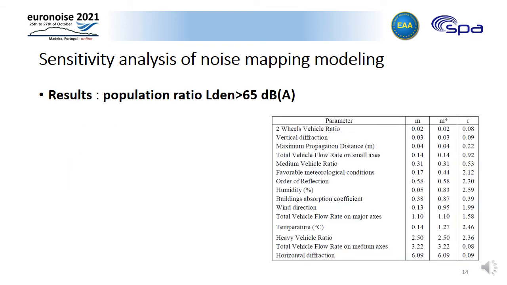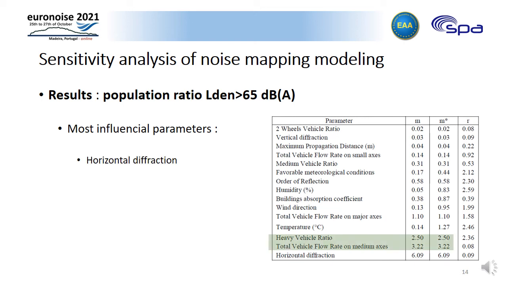Here are the main results. Parameters likely to impact the ratio of inhabitants exposed to levels above 65 dB are especially those influencing the calculation for receivers at levels close to 65 dBA. The most influential parameters in this study are a propagation parameter, the horizontal diffraction, and two source parameters: the vehicle flow rate on the medium axis and the ratio of heavy vehicles.